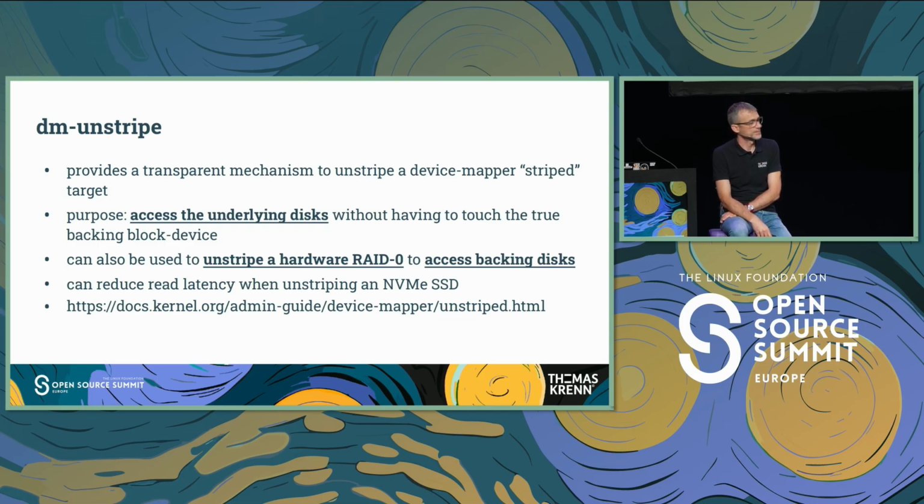And in the past, I'm not sure how it is nowadays, it was also possible to reduce the read latency for some special NVMe SSDs, which have multiple cores in themselves because they have some mapping of which core is responsible for which areas. So there's some more information in the documentation at the kernel docs.kernel.org site.